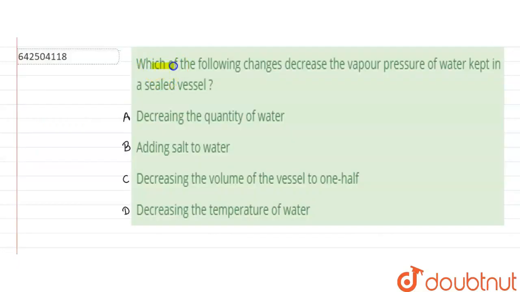Okay, so hello everyone. Now this question says that which of the following changes decrease the vapor pressure of water kept in a sealed vessel? So let us begin with the solution.